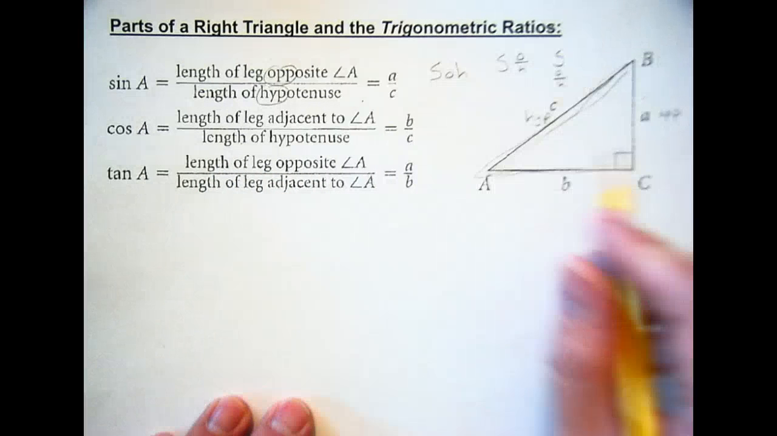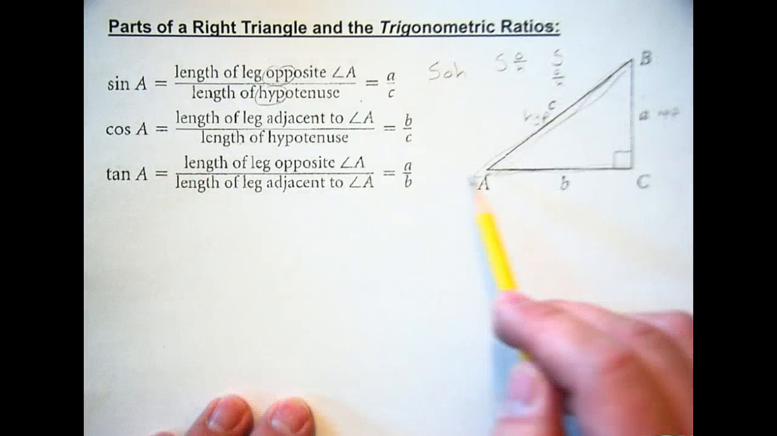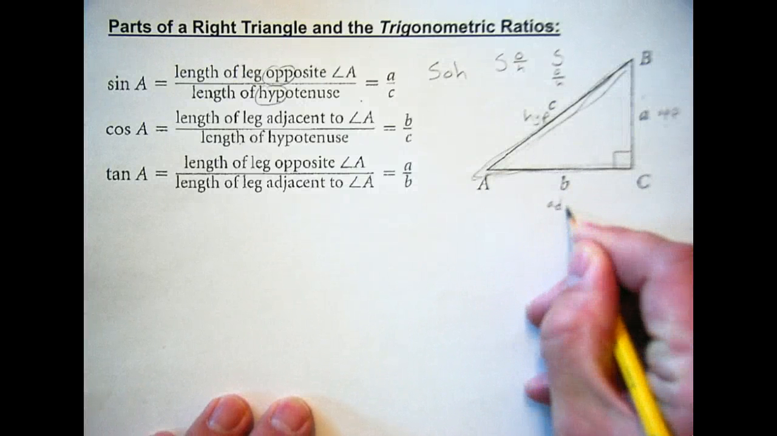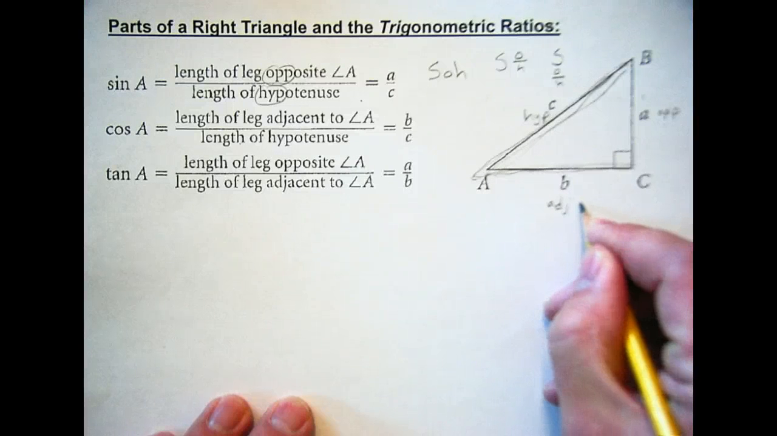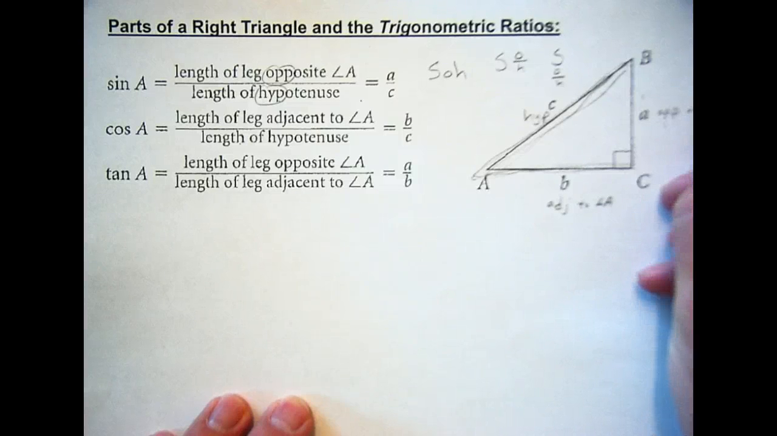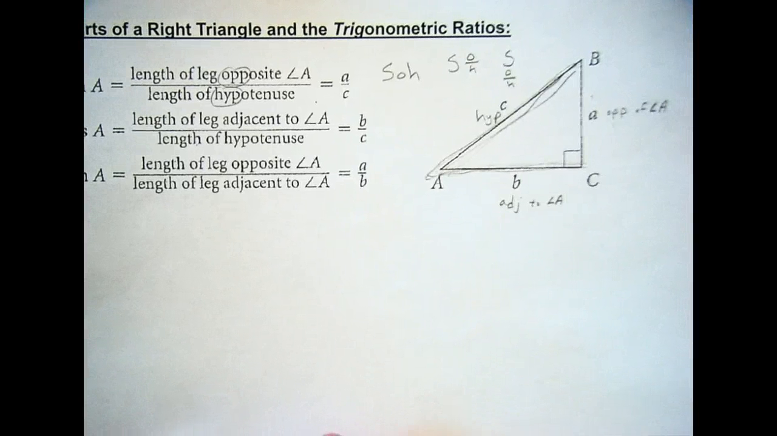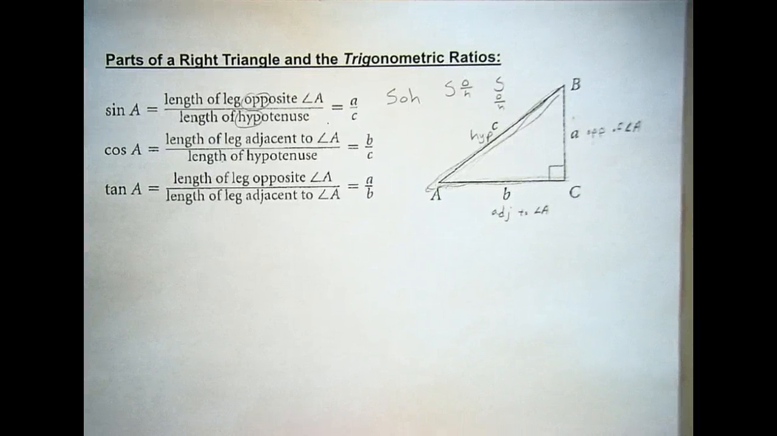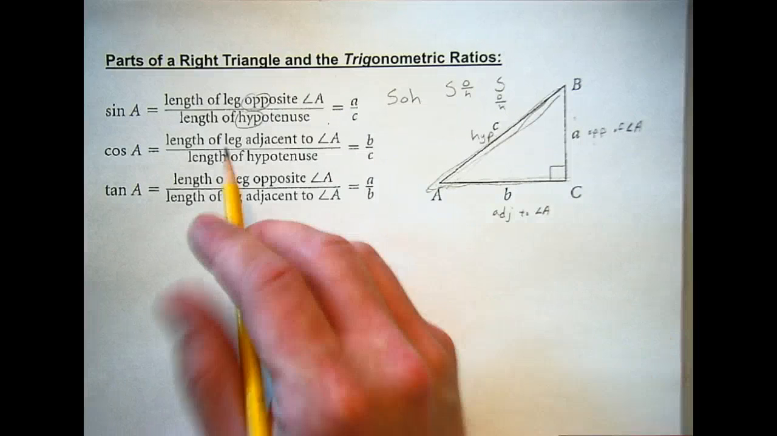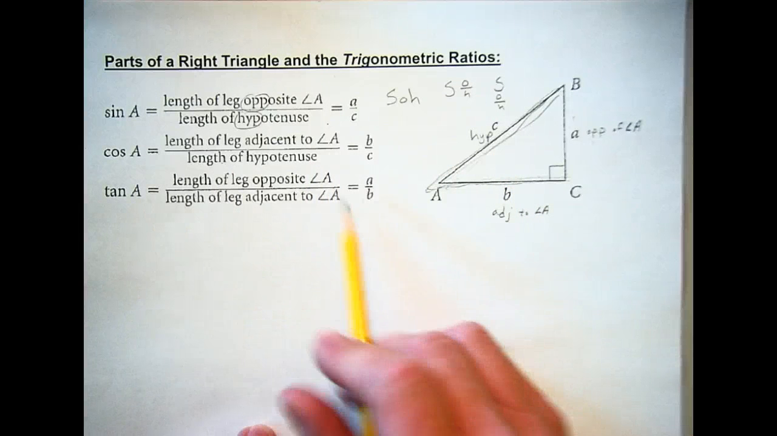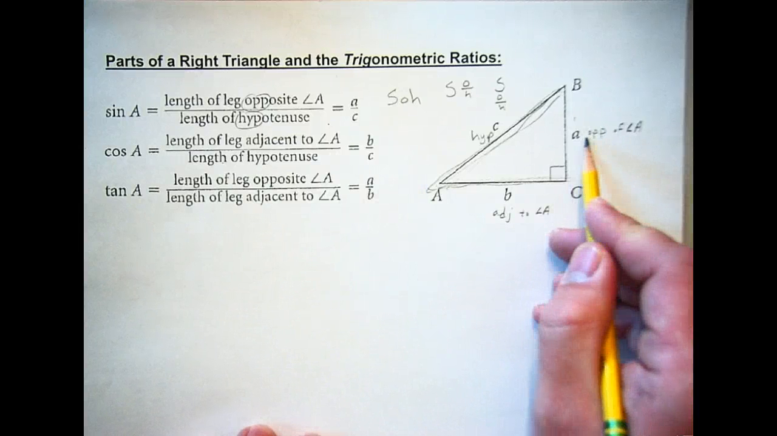Cosine, so the cosine of A, in this case, we're dealing with the adjacent. So when you trace, the side that's not the hypotenuse is called our adjacent side. So this is adjacent to angle A. This is opposite of angle A. Okay, hypotenuse doesn't change. In this case we have adjacent is B over C. And then tangent is opposite over adjacent, or A over B.